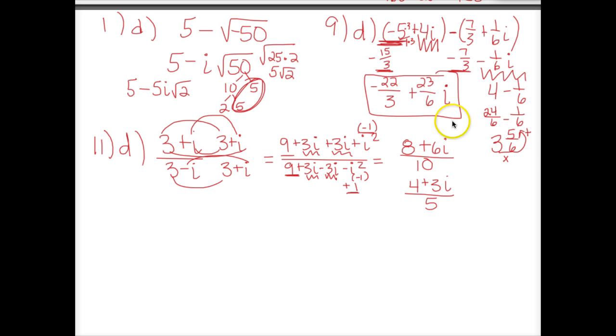Now, the reason my answer doesn't look like that is because the directions said we had to write our answer in the form a plus bi. So you need to separate the real part from the imaginary part. The real part is 4 divided by 5. The imaginary part, 3 divided by 5, is 3/5, and then you've got your i. So now it's in the right form, a plus bi. And there we go.